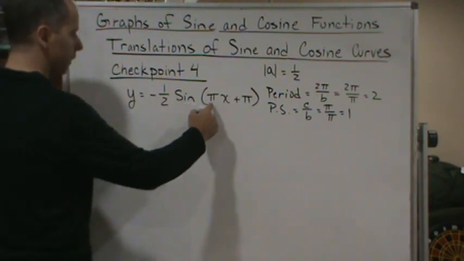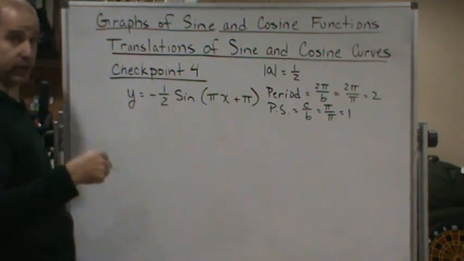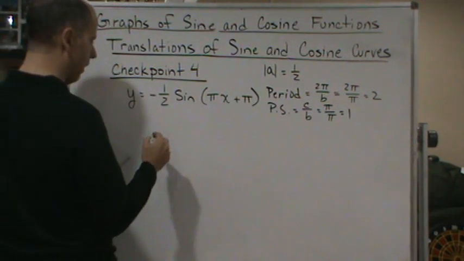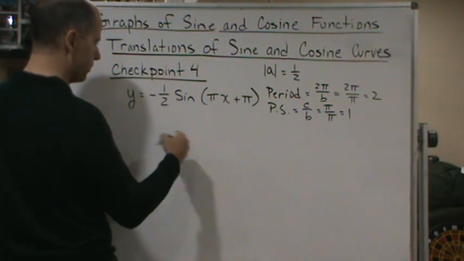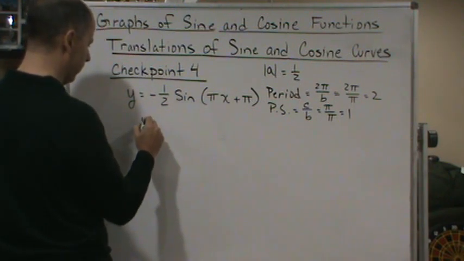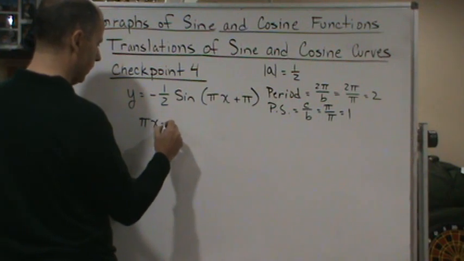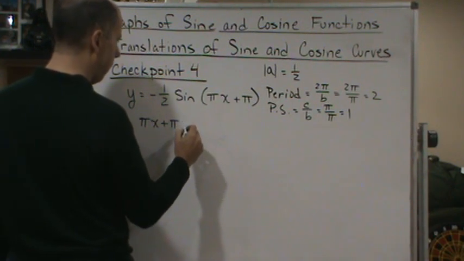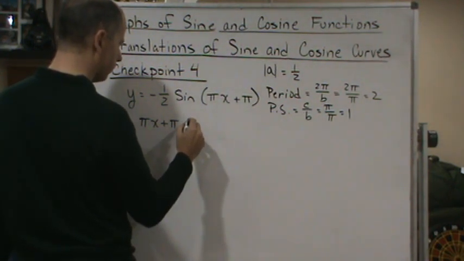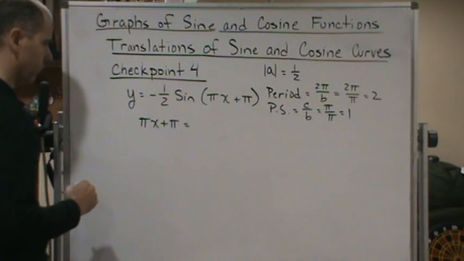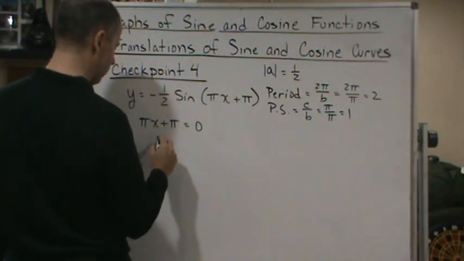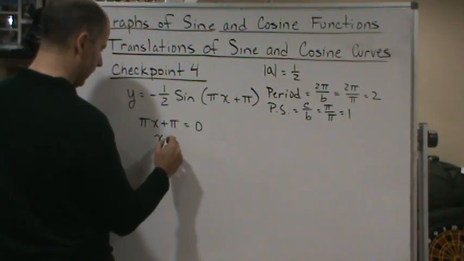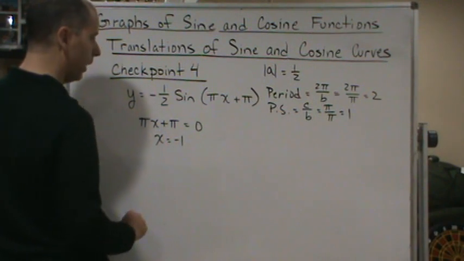And let's solve for inside. Let's see what the range is, what the interval of x is going to be. So again, we're going to solve at 0 and solve it at 2 pi and see what we come up with. So pi x plus pi equals 0. So that means x is going to equal -1.